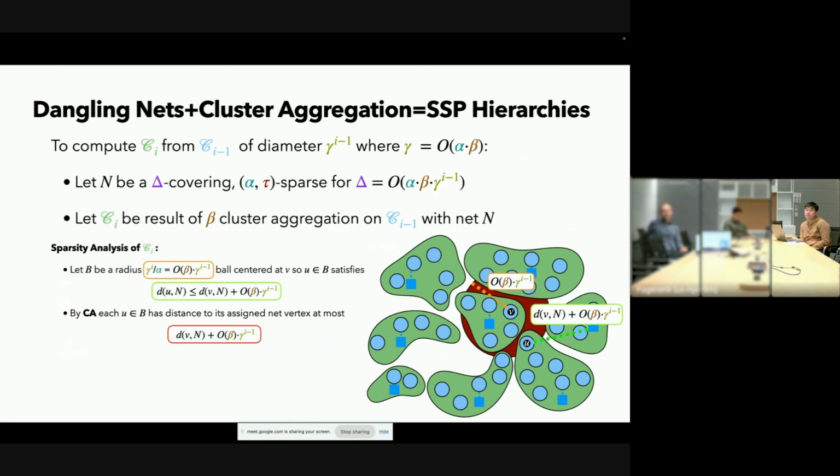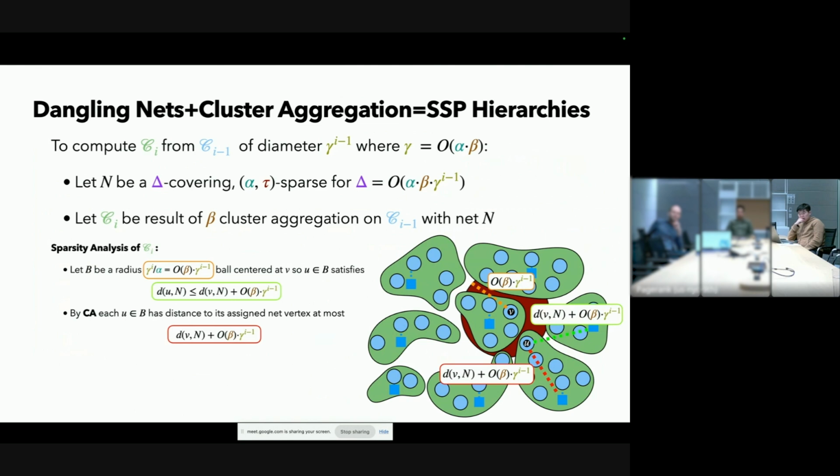So the whole thing is just this distance plus another beta times gamma to the I-1, which gets swallowed into the O there. And the actual paper has the actual constants, and it's not so fast and loose. But basically, the distance of any vertex in this ball that we care about to the portal that it gets aggregated to is small. Small as a function of what? Well, small as a function of V's, the center of this ball's, distance to its nearest net vertex. And that's the interesting thing, okay?